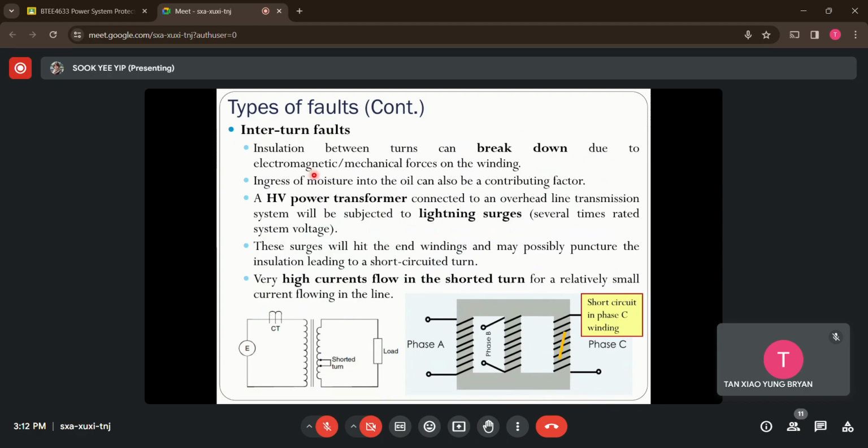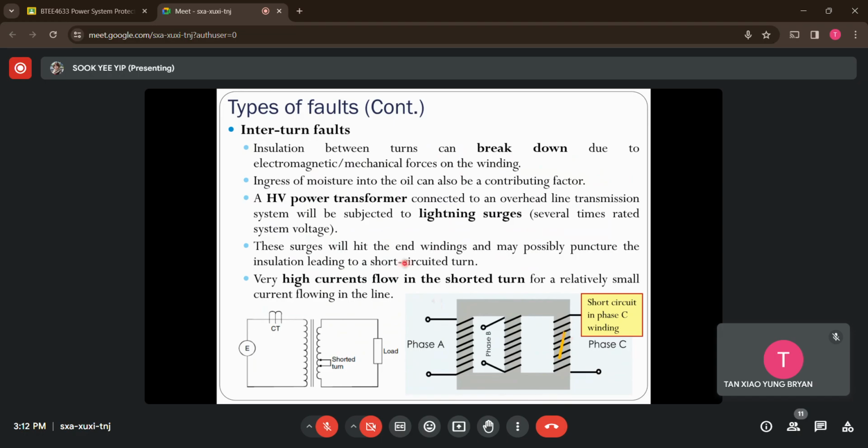And we have also another contributing factor whereby the moisture from the environment might enter into the transformer as well. All right, we know that it consists of the tank, right? This tank is filled with oil. The moisture from the environment might enter inside, causing a short circuit within the same phase. That is another cause why we have intermittent faults.